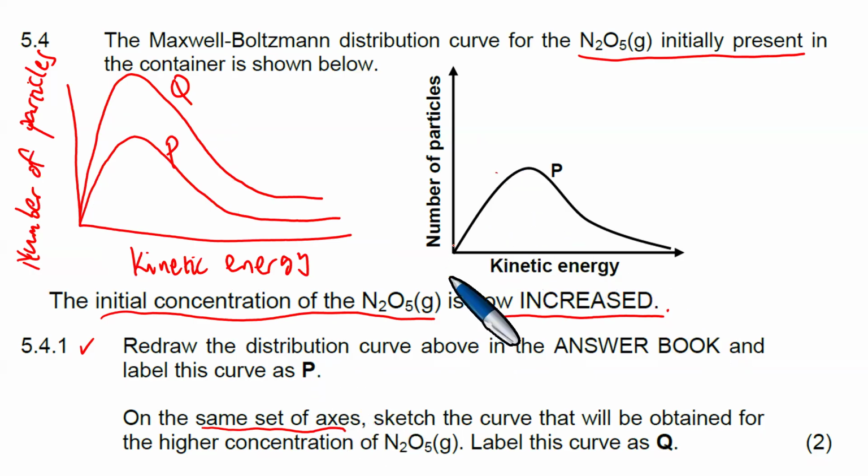So now, this is the situation. If you look at the number of the particles in curve P, this is what you have. But now, if you then come and say the initial concentration is now increased.